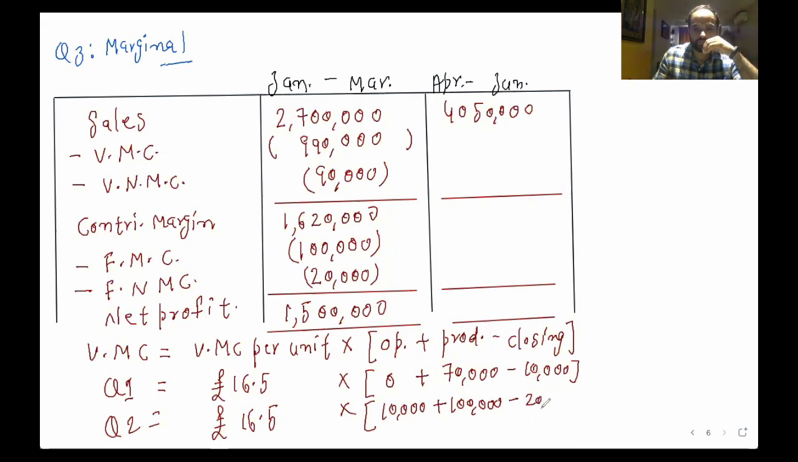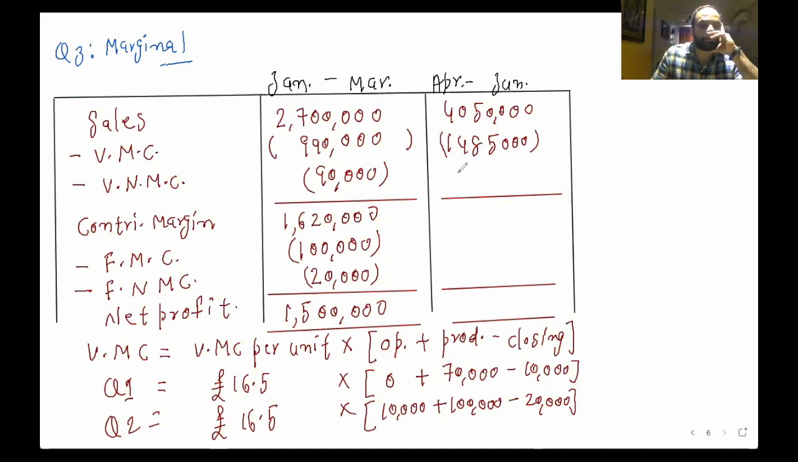20. So which is your 90. 90 multiplied by 16.5 is how much? Variable manufacturing cost? 148,530. Right?